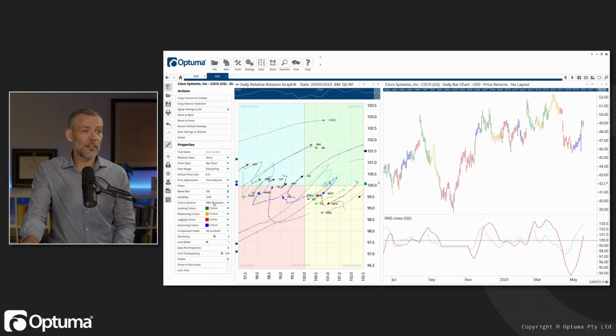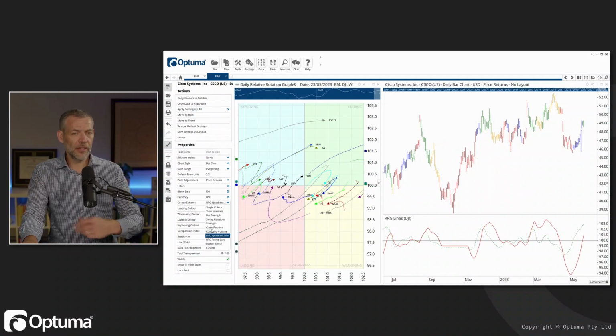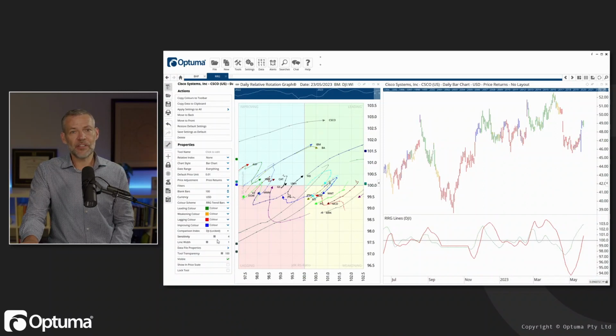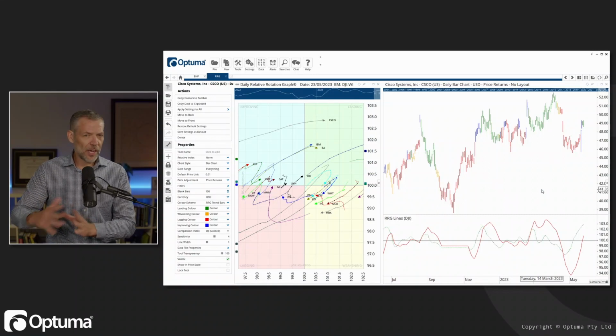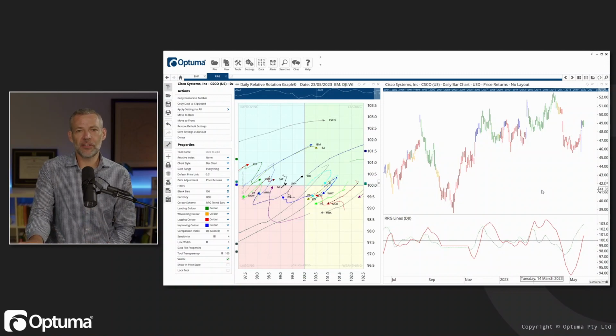There is a different color scheme from Julius de Kempenaer, the creator of RRGs, and that's RRG trend. That's really looking at this in another way, trying to work out where the dominant trend is heading, based on the same sorts of colors as well.